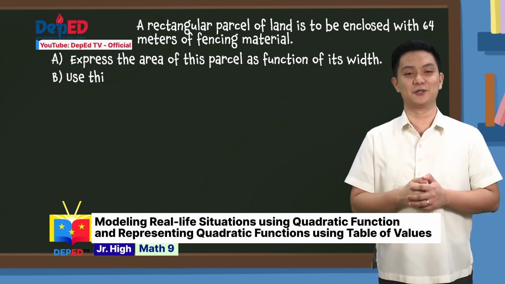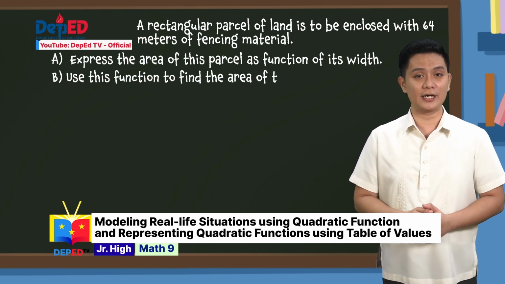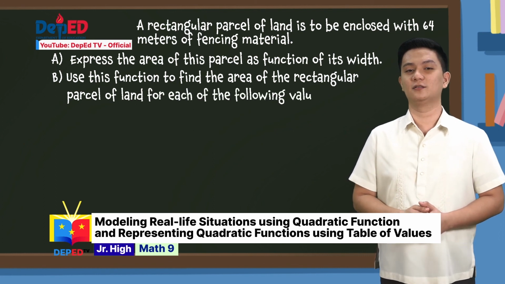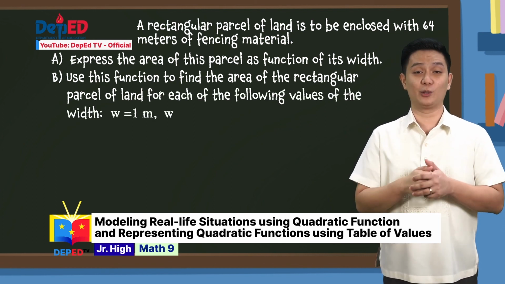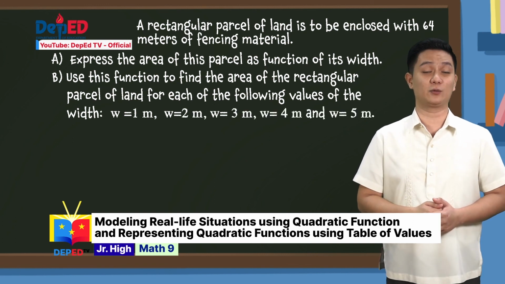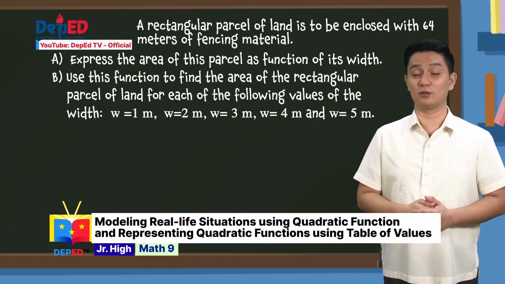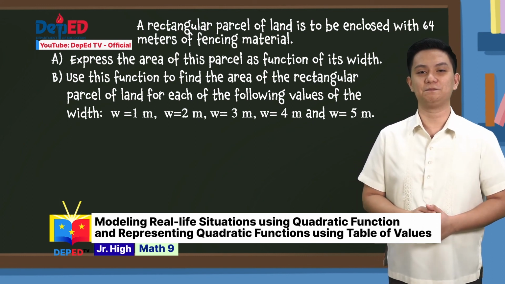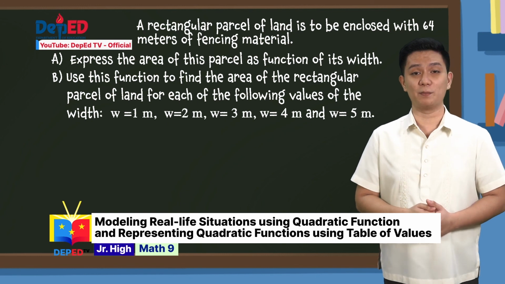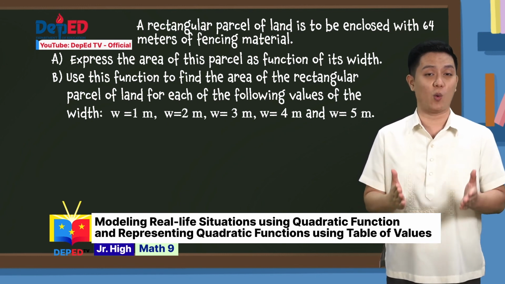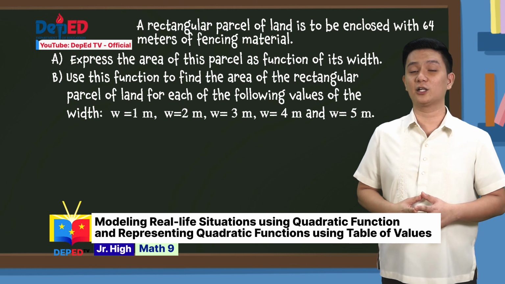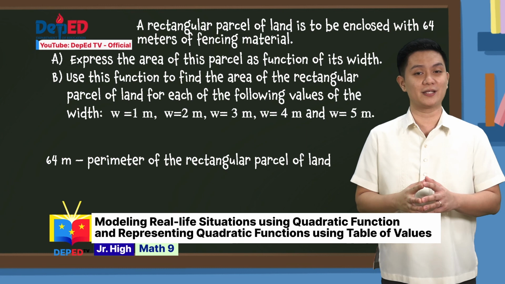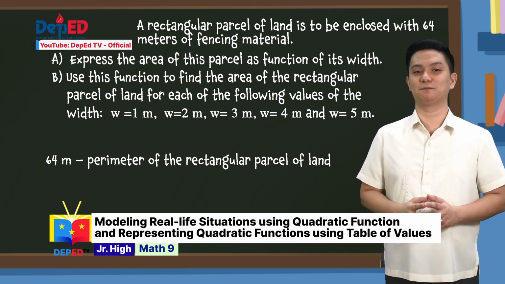Part B, use this function to find the area of the rectangular parcel of land for each of the following values of the width. W equals 1 meter, W equals 2 meters, W equals 3 meters, W equals 4 meters, and W equals 5 meters. Since 64 meters of fencing materials is required to enclose the rectangular parcel of land, this means that the distance around it, or its perimeter, is 64 meters.